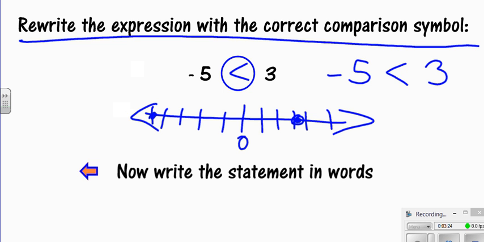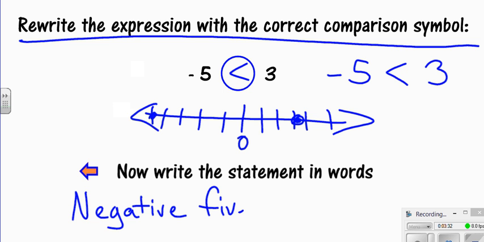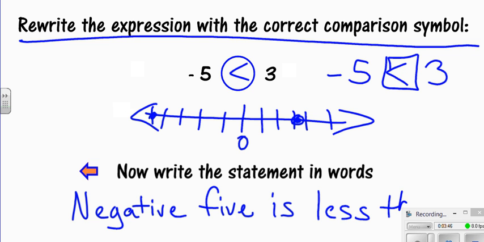Okay. Write the words. So I'm starting with negative 5. Okay, gotta use the word is. Is, like equals. But in this case, we don't really have an equal sign here. We have this symbol here, which means less than. Less than. And finally, the last word, of course, is 3. Just a 3. Not bad. We understand it's 3. We get the concept. Moving on.